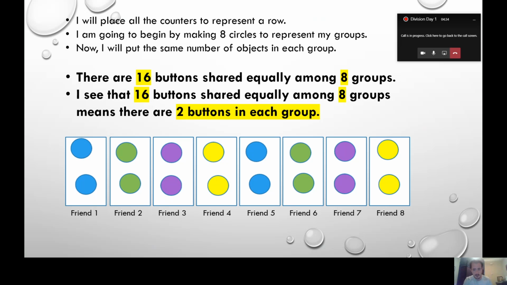So today, for your work, you are going to have problems like this. You are going to draw out your counters in a row, just like we did with the buttons the first time. You're going to draw your boxes of how many groups you have. And then you're going to split them up and draw a line from each circle to each group that it's going to go in. And at the end, you have to make sure you have an equal share in each group, or else it's not really division.